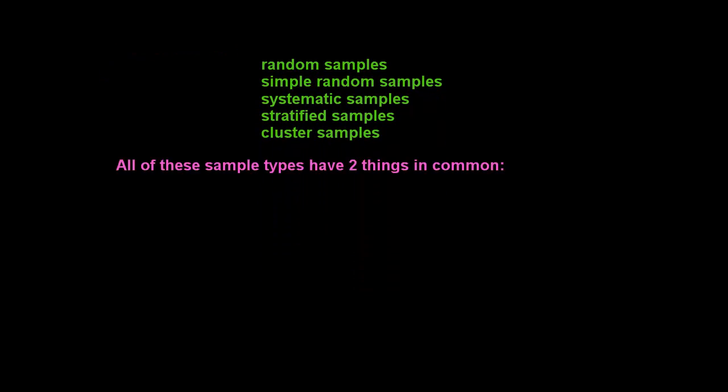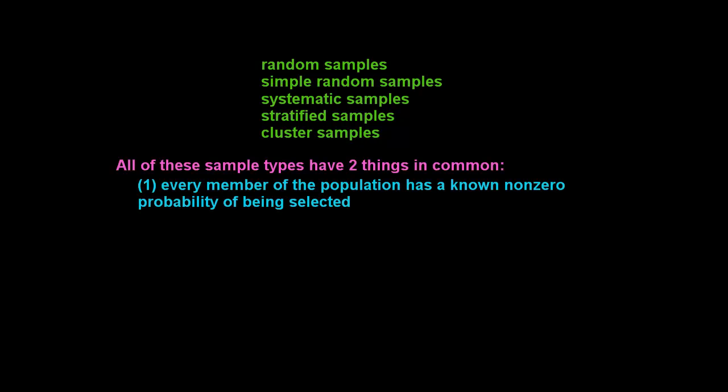They all have two things in common. The first is that every member of the population has a known non-zero probability of being selected. This means that it's known, it's not necessarily equal, but it's something we could determine in advance, the probability of being selected, and it can't be zero. And also that random selection is involved at some point in all of these types of samples.